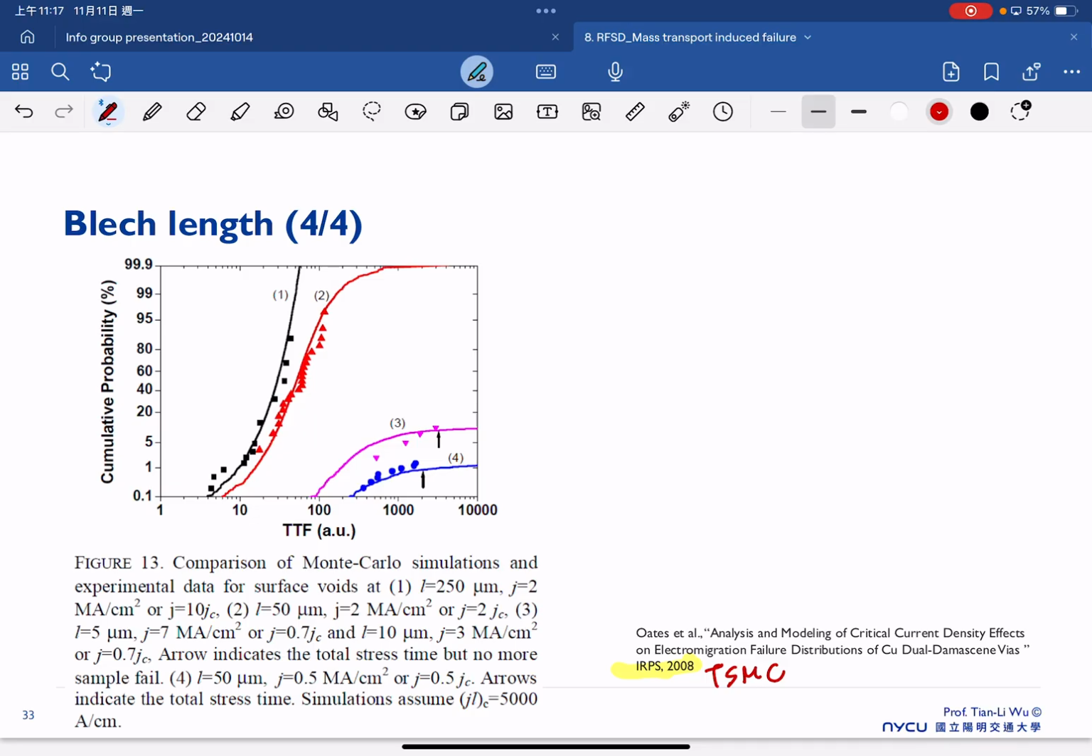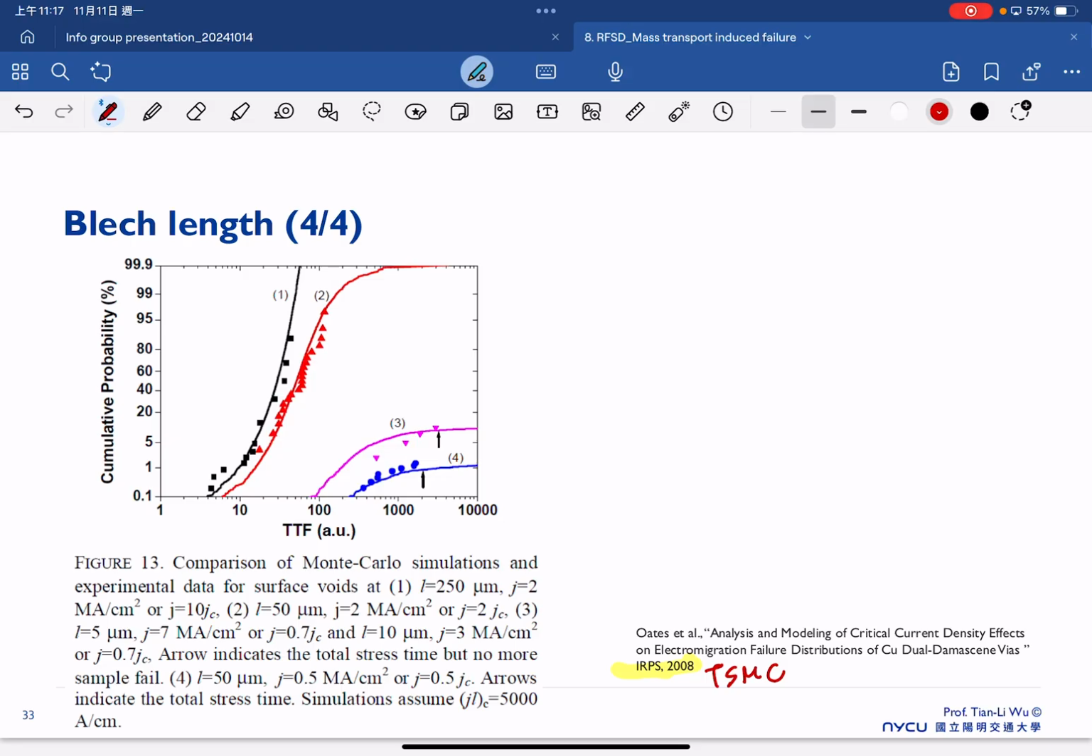It's not just knowledge for theoretical understanding. It's an industry-level challenge, an industry-level issue. That's why after so many years, TSMC people still try to understand what the bridge length will be in their technology. Of course, now we are in 2024, so it's already 16 years beyond this 2008.